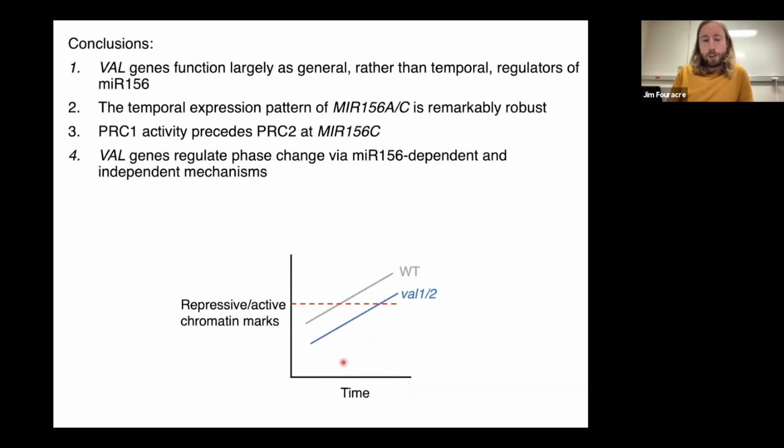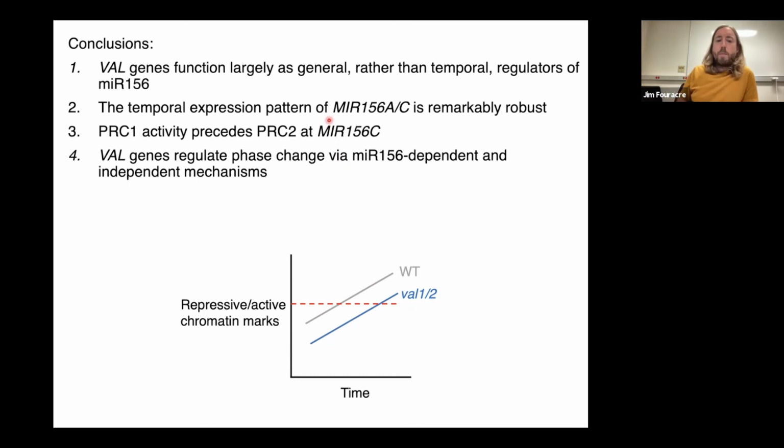So just to conclude, it seems like VAL genes function largely as general rather than temporal regulators of 156. And we can explain our phenotypes, I think, if phase change occurs at a certain ratio of active to repressive histone marks at the 156 locus, and it's this balance here. In wild type plants, this is the ratio of replacement. And in VAL mutant plants, you still see the same temporal pattern of epigenetic silencing, but it's just shifted a little bit in terms of time.